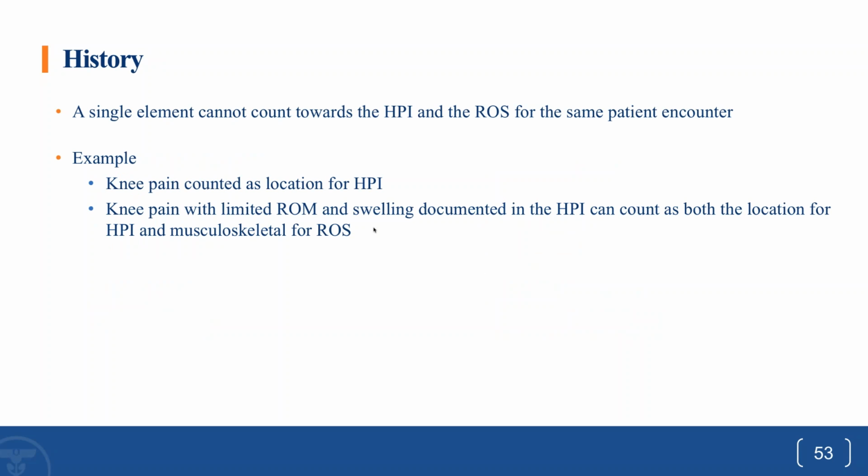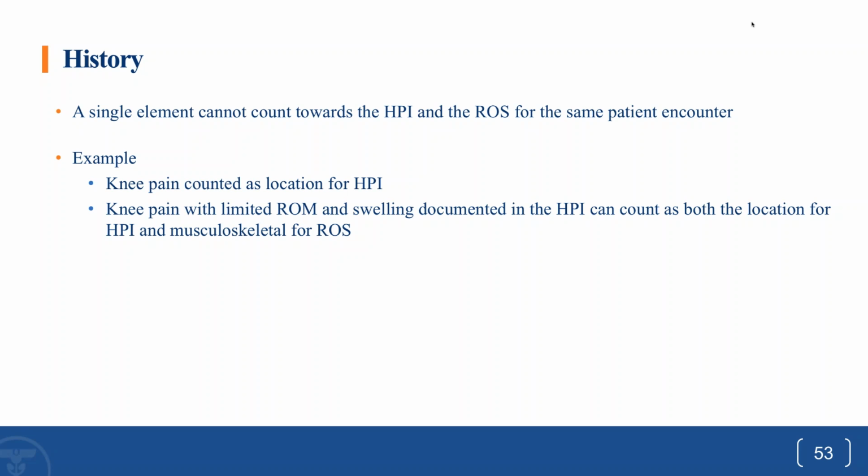Okay, so they're just doing a little example here. Okay? And they're saying that a single element cannot count towards the HPI and the review of systems. Remember, we were talking about on the HPI, maybe if we talked about my knee's hurting, right? Knee is going to be your location, right? My knee is hurting, the location. And then if I come over to the review of systems and I'm like, oh, your knee's hurting, that's musculoskeletal. Well, they're saying you can't do that. They're saying it's either you're going to pick one or the other, right? So for the example that they have here, a single element cannot count towards the HPI and the review of systems for the same patient.